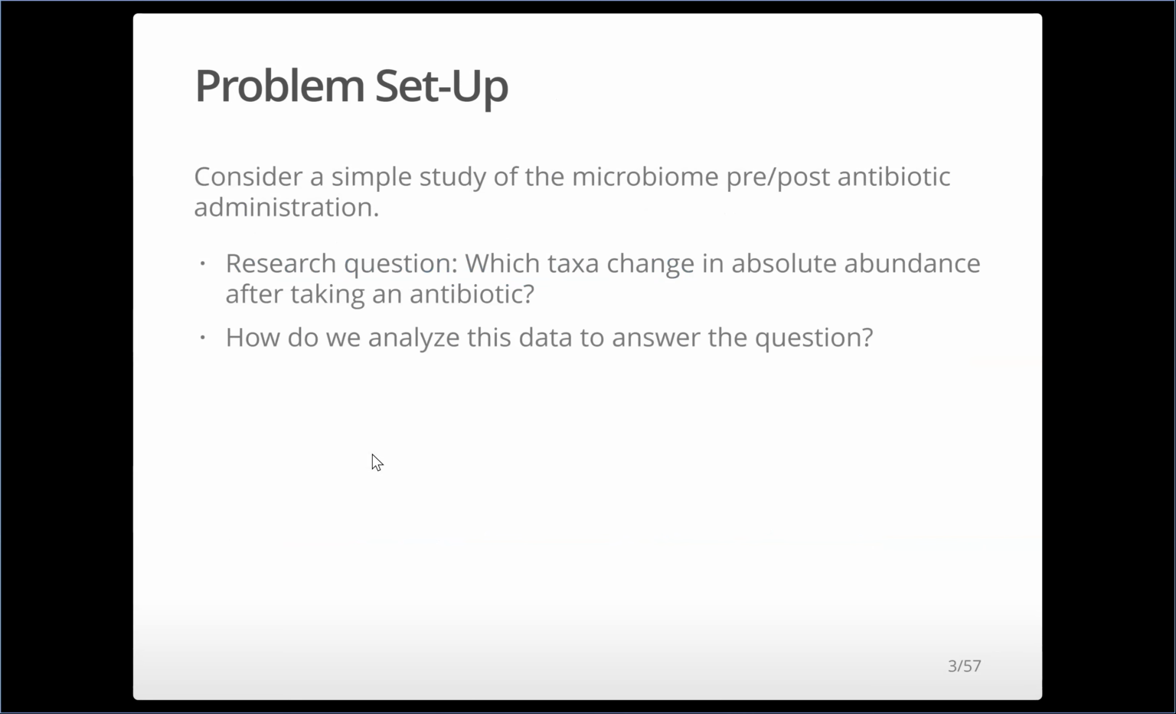So for this whole talk, I'm basically going to be considering a really simple problem formulation. And basically we're just considering a really simple study. How does antibiotic administration affect microbes in our gut? So you can imagine we have some samples, some participants, we give half an antibiotic, half not. We just kind of want to see which taxa are changing in the gut in response to this antibiotic. The research question then is very simple, right? Which taxa are changing in absolute abundance after we give an antibiotic? And then the question is basically, how do we analyze this data?